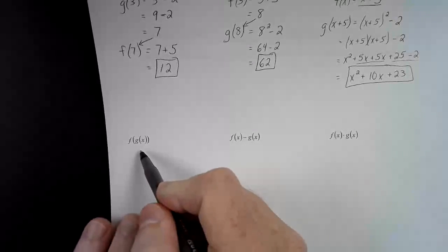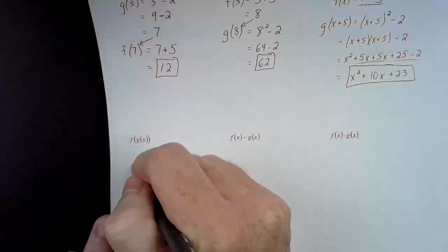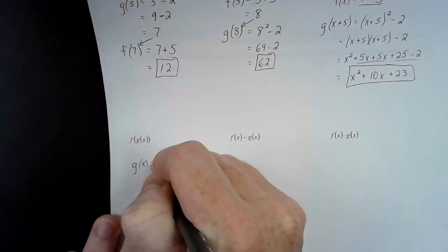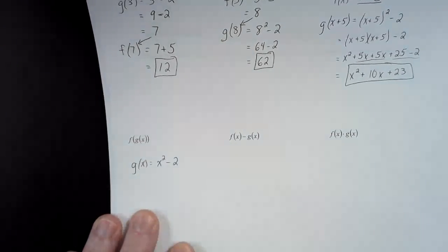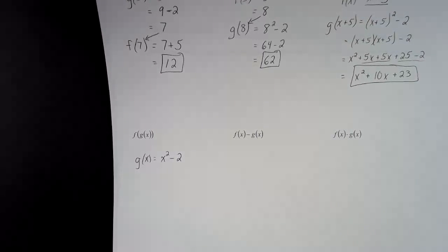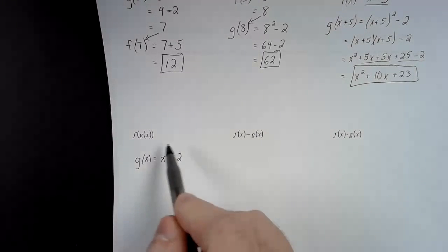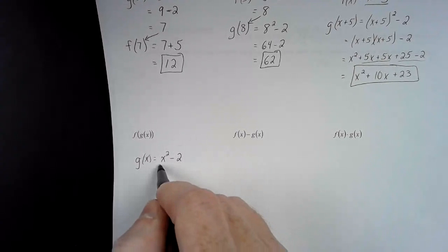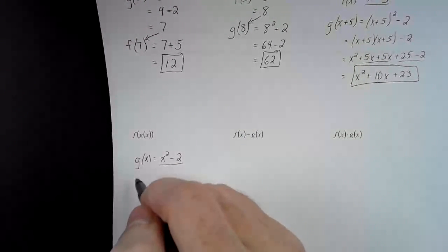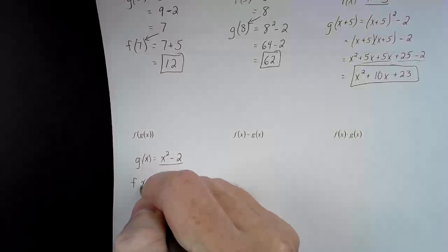f of g of x. So this time, g of x is on the inside, so g of x equals x squared minus 2. Again, nothing we can do here because x is x, so we can't simplify this. So that is our answer getting plugged in for f. So f of x squared minus 2.